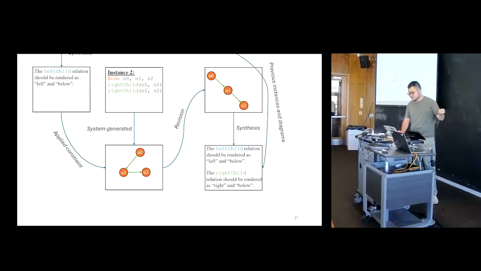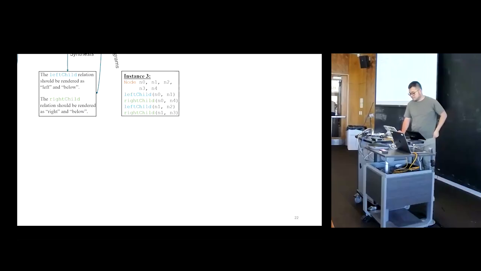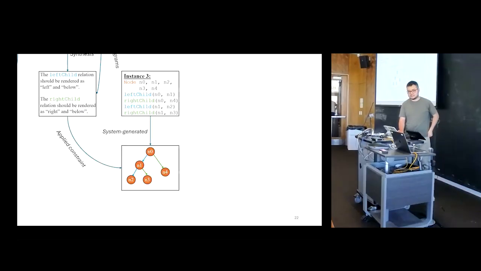Of course, it also ensures that the new visualization specification satisfies all the previous instances and diagrams that have been provided to the system. Finally, let's say we have a more complicated instance, this time with both left child and right child relations. The system takes in the latest visualization specification and generates a diagram that satisfies all the constraints. And the user may accept this as a good diagram.